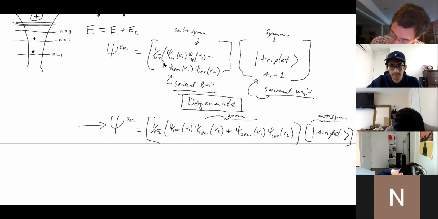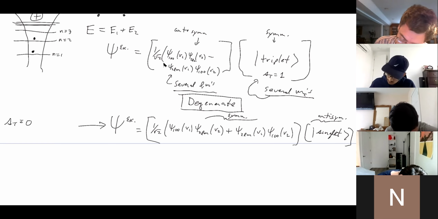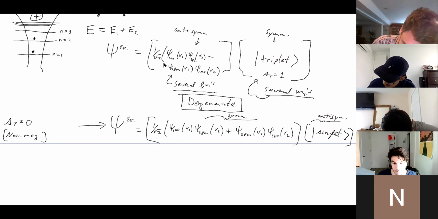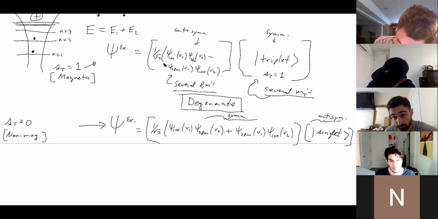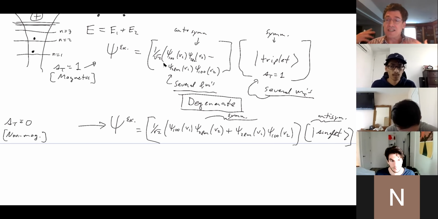And one class has S total equals 0. That we'll say is non-magnetic because it has no net spin. But the other has S total equals 1. And that one is magnetic because it has net spin. And they each have names. The S total equals 1 types of excited states have a special name.